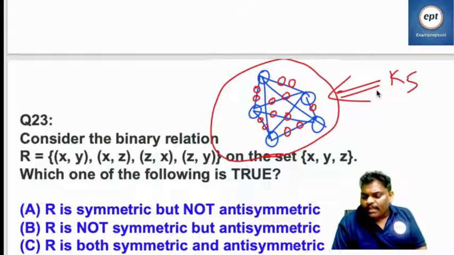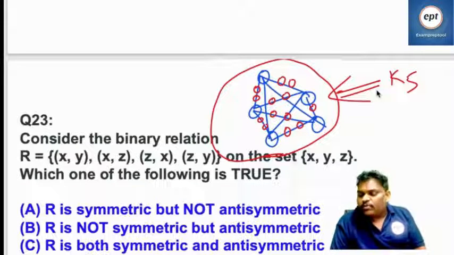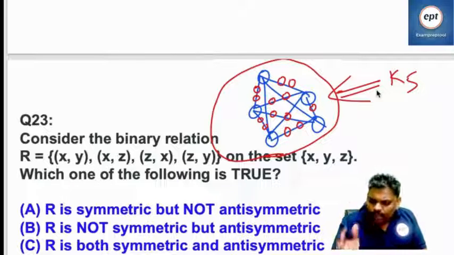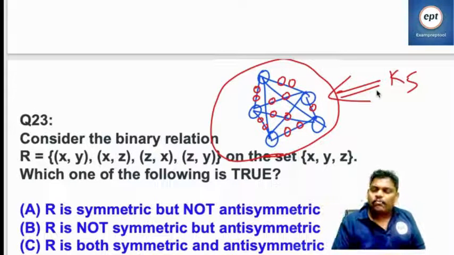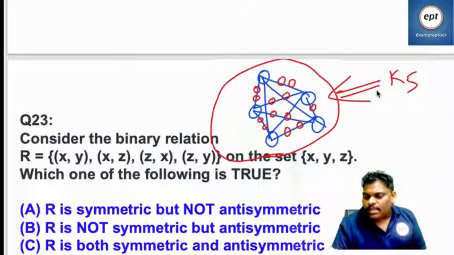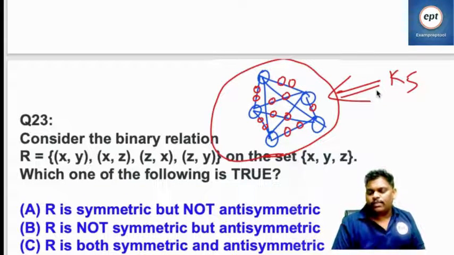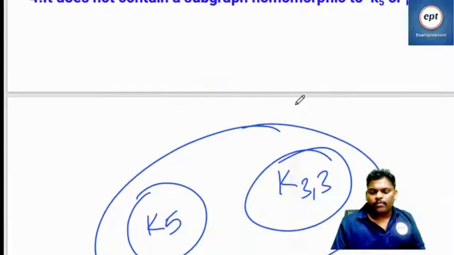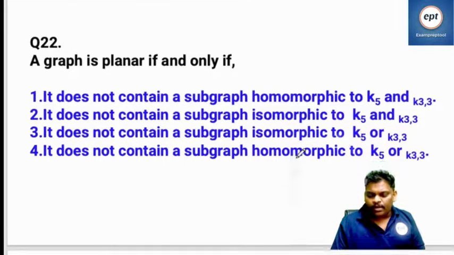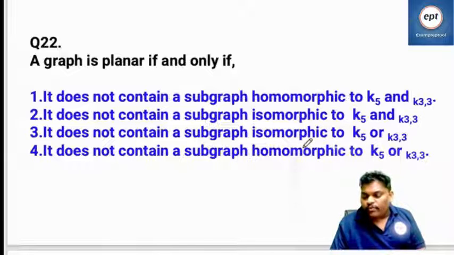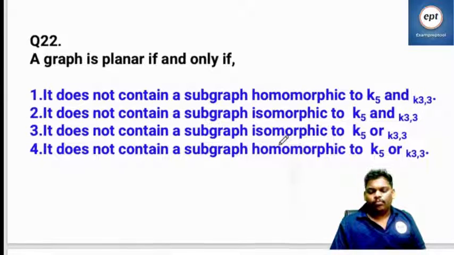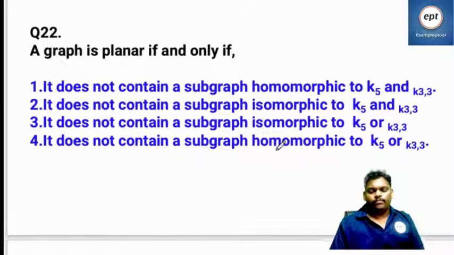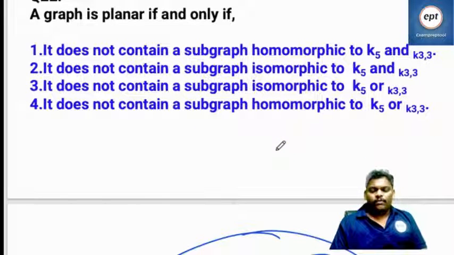If you can find in any graph a subdivision of K5, or a subdivision of K33, then it is not a planar graph. If you want to say some graph is planar, it must not be homomorphic to K5, K33, or isomorphic to K5, K33. Both are similar, different ways of saying. Please be careful. You know the difference between homomorphic and isomorphic.